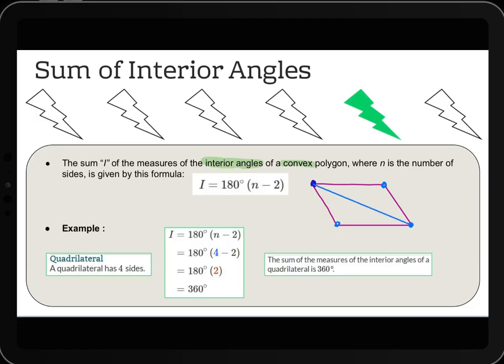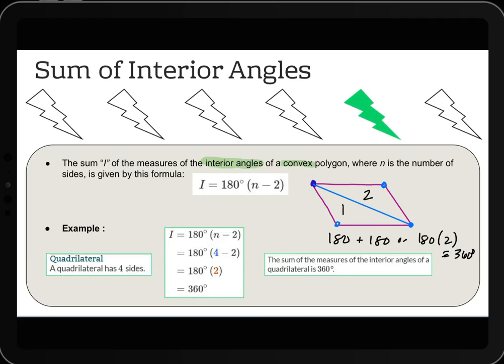And when I do connect that, what happens is I split up this quadrilateral into two triangles. Now, I mentioned earlier the sum of all the angles in a single triangle is equal to 180 degrees. So when you add up 180 twice, or when you multiply 180 by 2, you get 360 degrees. That's what this formula over here is actually referring to.